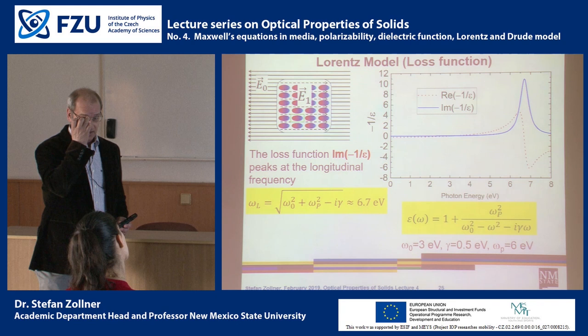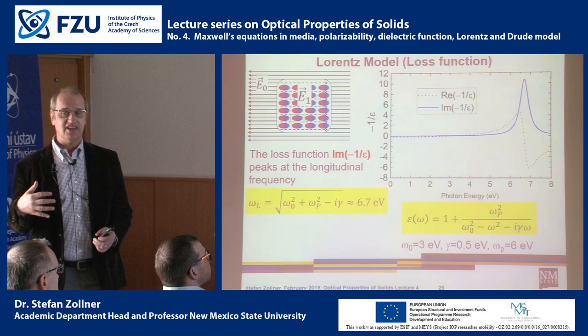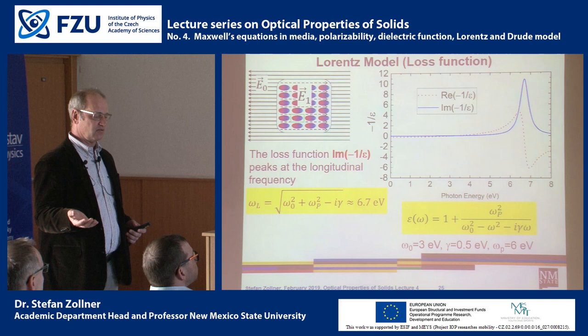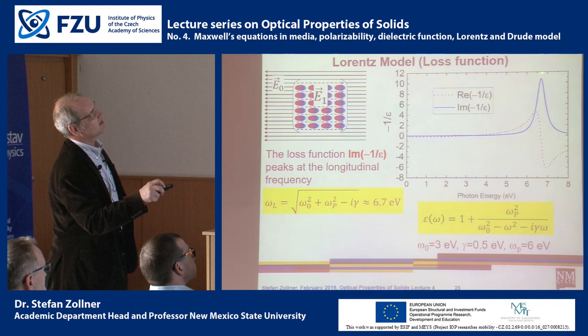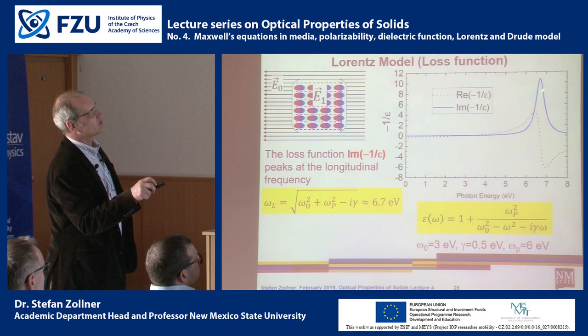And that's something that we frequently do in the infrared range. If we do infrared ellipsometry, we get, if we plot epsilon, then the peaks will tell us where the absorption bands are. And then we plot the inverse of epsilon, and that tells us where the longitudinal vibrations are. So that is the loss function.